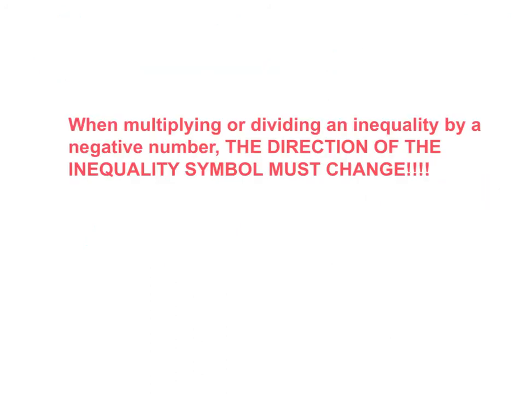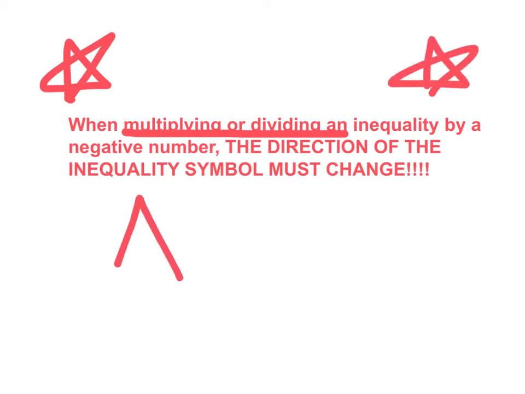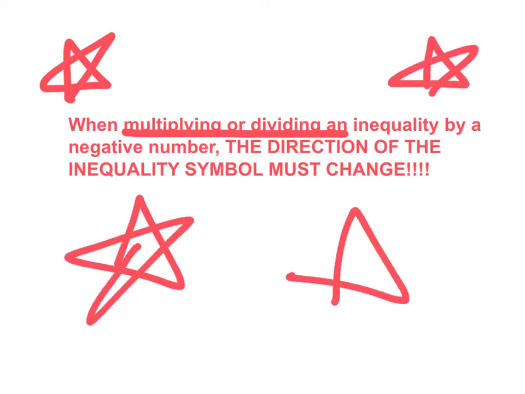So the huge point of this lesson is that when you're multiplying or dividing an inequality by a negative number, the direction of the inequality symbol must change. Only when you are multiplying or dividing. Not when you're adding or subtracting, only when you're multiplying or dividing. That is huge. That is the point of this lesson.